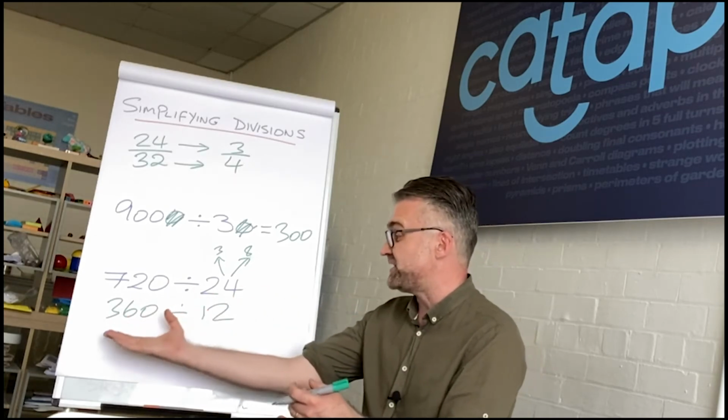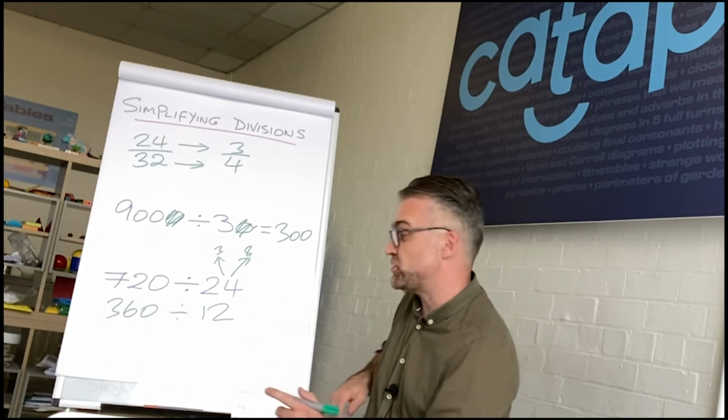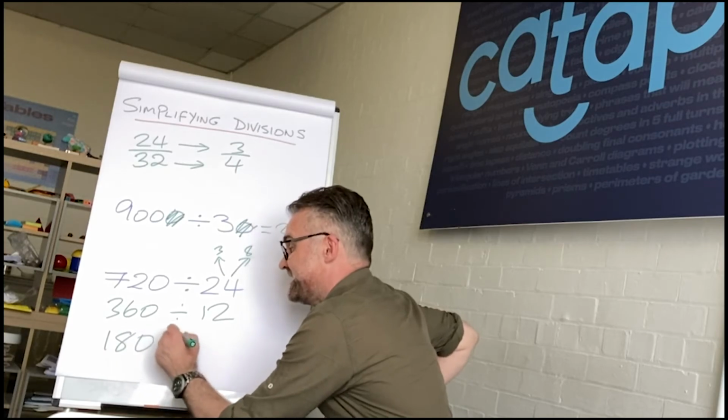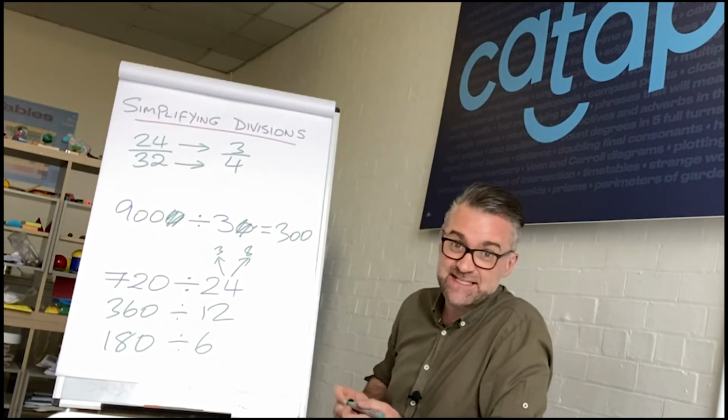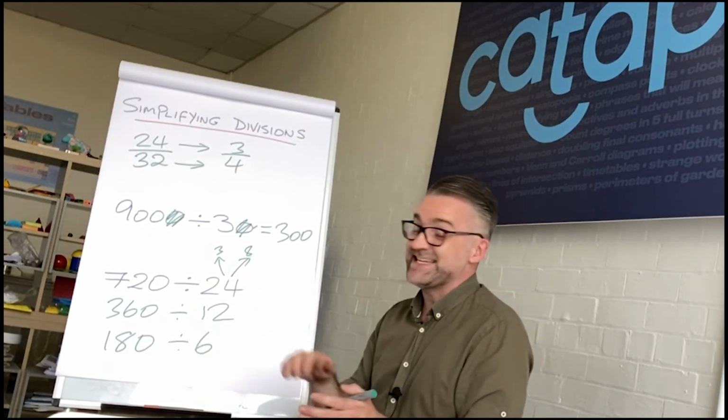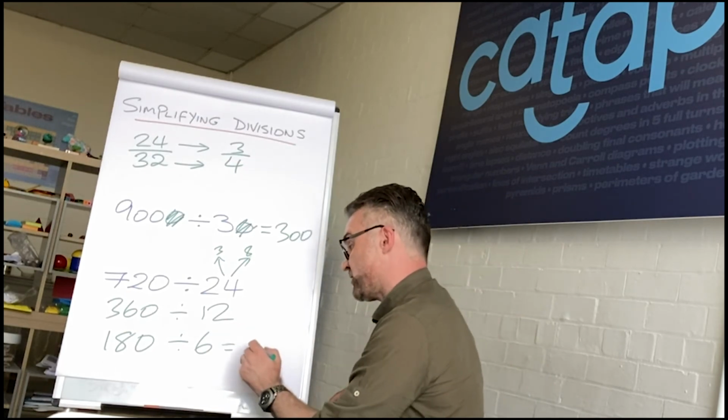But if your child's confident enough to divide these numbers by 2 again, they'll end up with 180 divided by 6, which is certainly a simpler division. In fact, if 6 goes into 18 3 times, then 6 goes into 180 30 times.